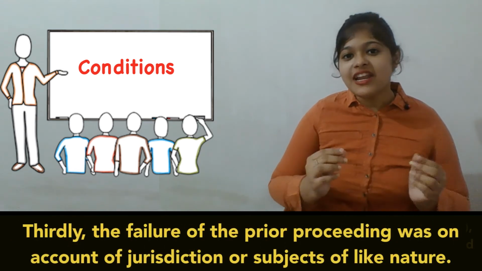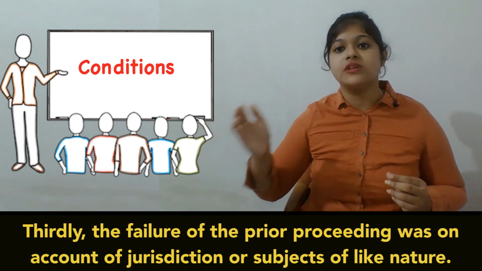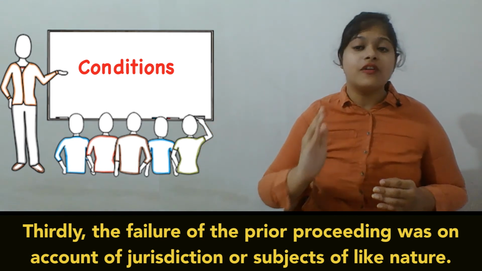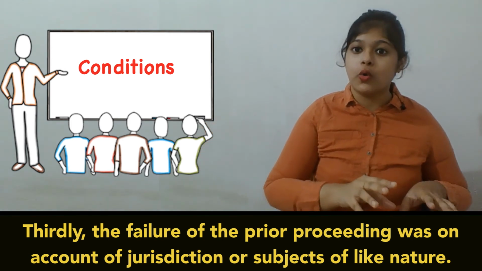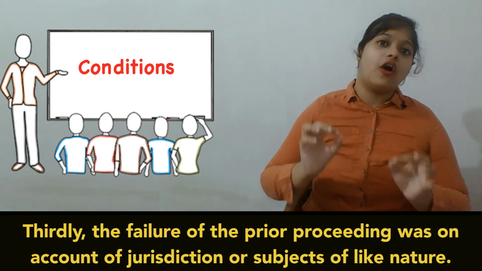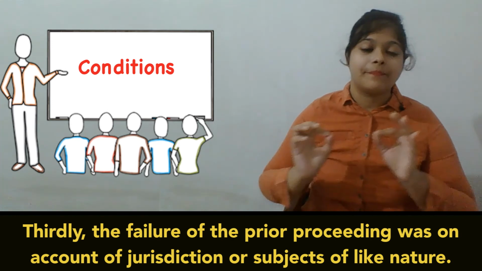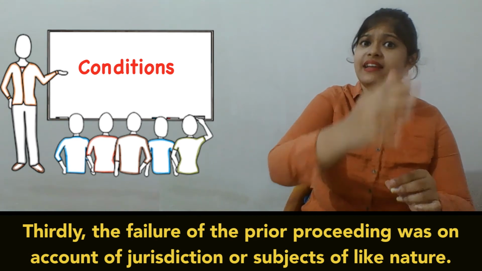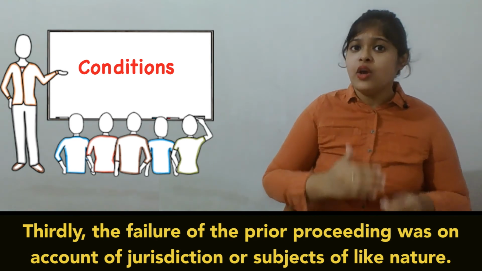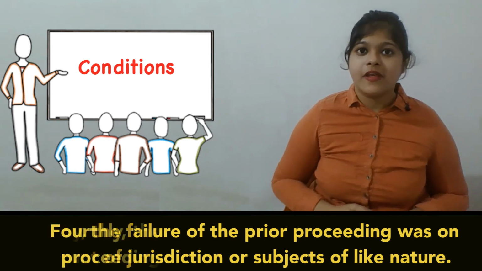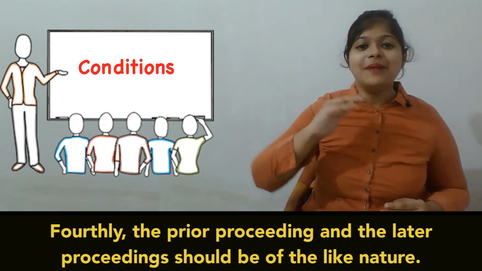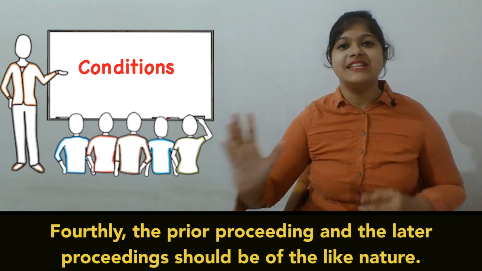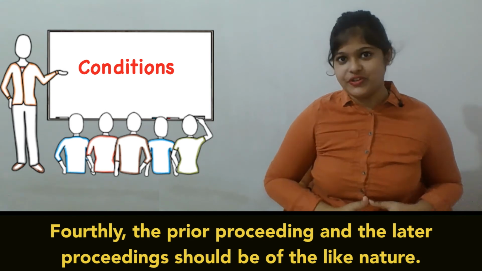Thirdly, the failure of the prior proceeding was on account of the lack of jurisdiction of that particular court or any cause of like nature, which is explained in Explanation C of Section 14. Fourthly, the prior proceeding and the latter proceeding shall be of like nature.